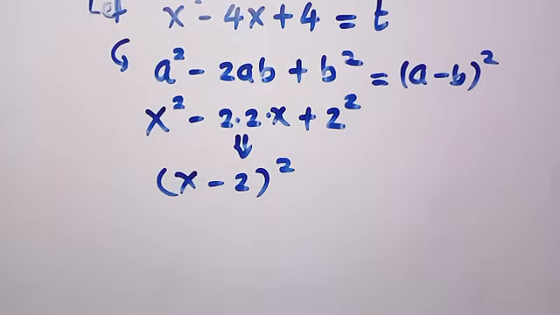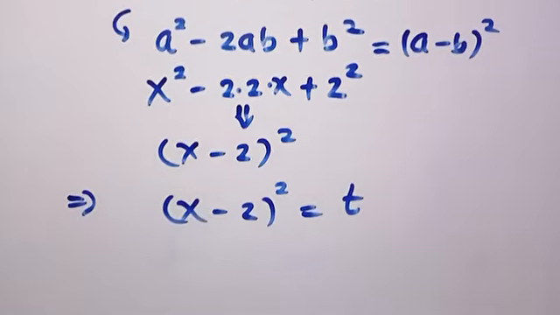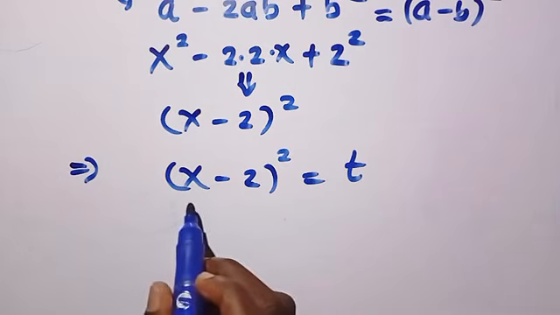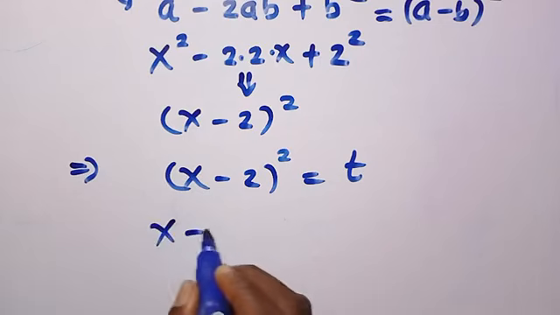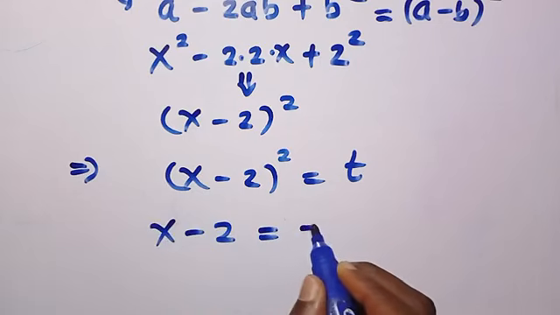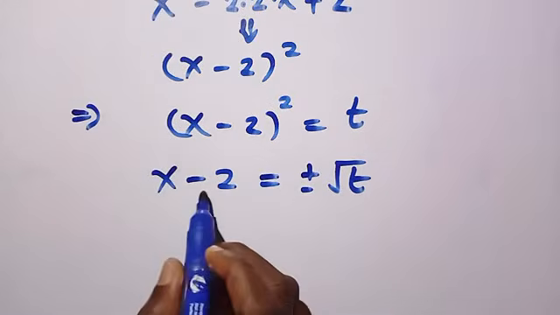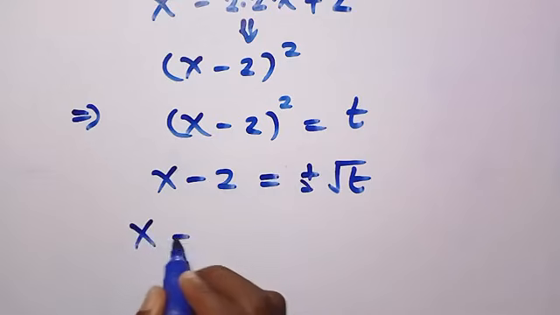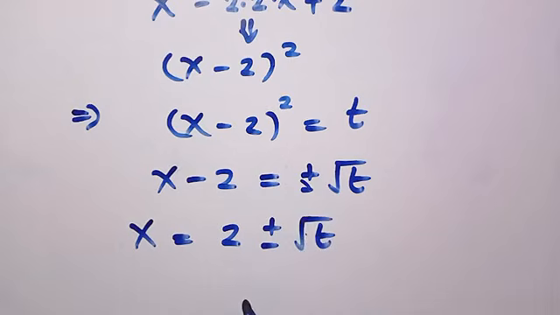Then we let x minus 2 squared equal t, and I want to make x the subject of this formula. We have a square here. By taking the square root of both sides, x minus 2 equals plus or minus the square root of t, and this t is greater than or equal to 0. So by adding 2 to both sides, we have x equals 2 plus or minus the square root of t. This is what we get for x.